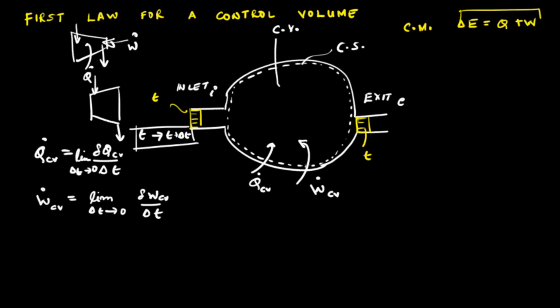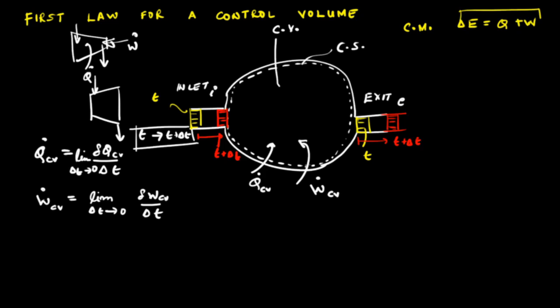At time t plus delta t, these pistons move. So the piston at the inlet touches the control surface at time t plus delta t, whereas the piston at the exit moves away from the control surface, and its position is shown over here.